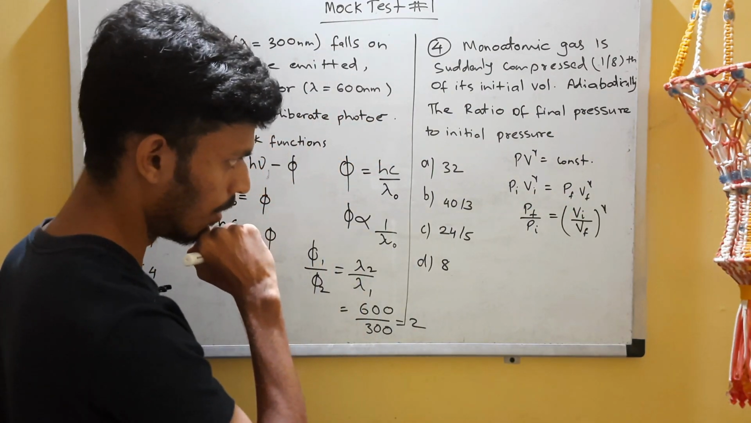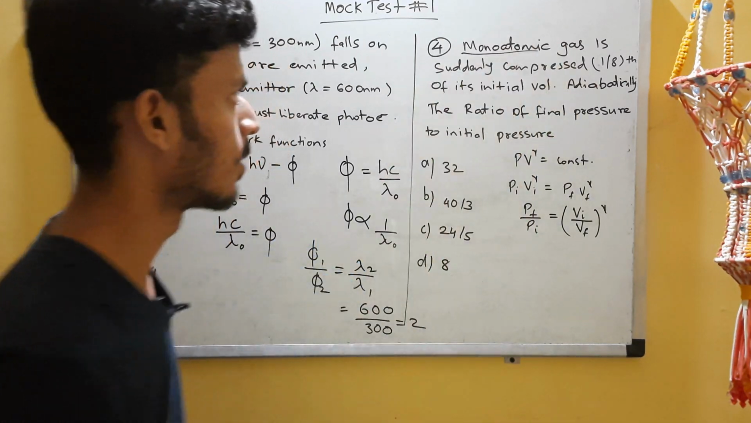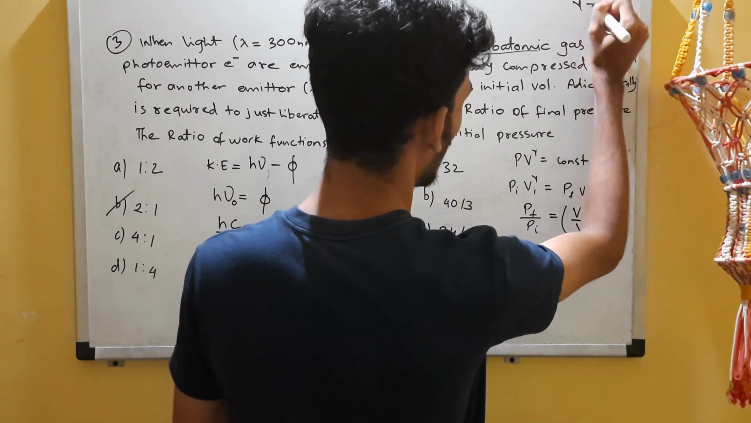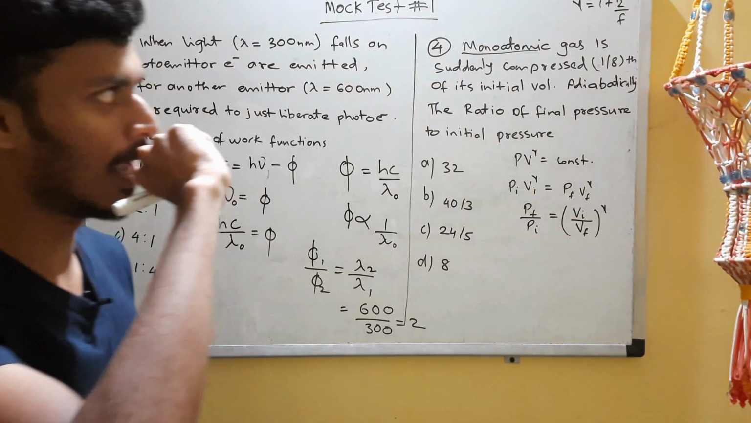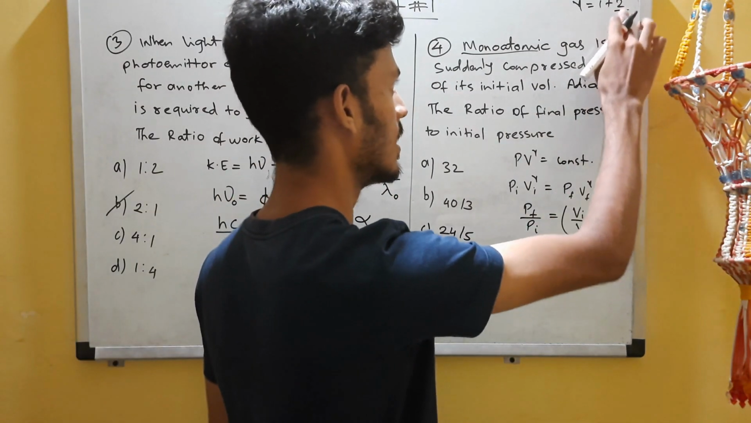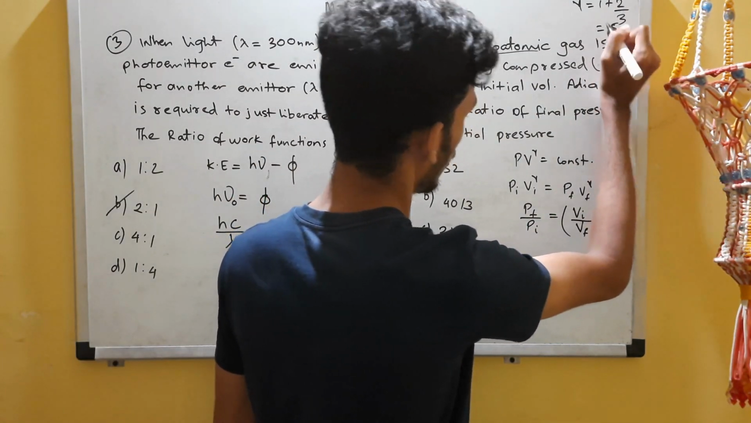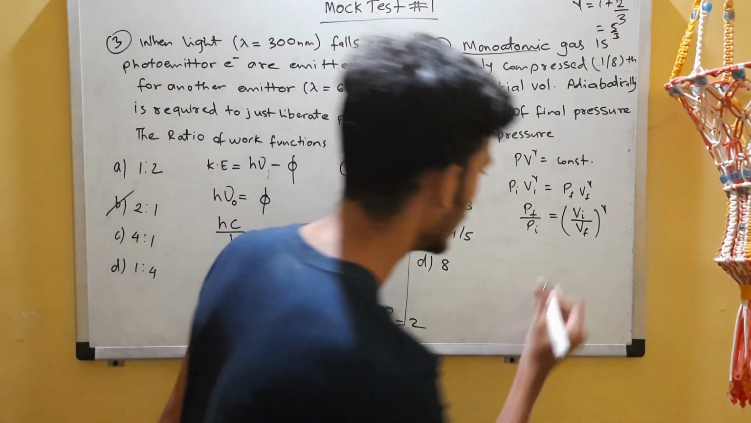Now we are told that it is a monoatomic gas. And gamma for monoatomic gas, what is that? I'll just use the formula: gamma is 1 plus 2 by f. f for a monoatomic gas is 3, so it gives me 5 by 3. Some of you might directly know the gamma for monoatomic gas. Yes, it's 5 by 3.